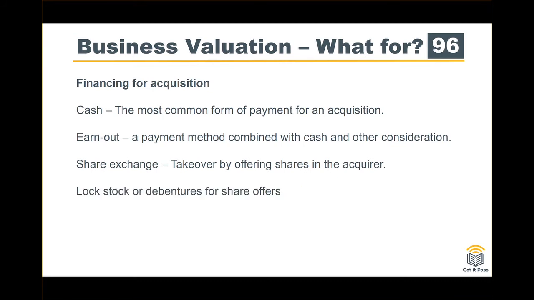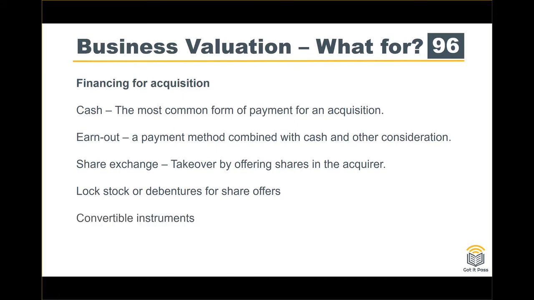So next is loan stock, not lock stock. Okay, loan stock or debentures for share offers. Loan stock is not very popular now, but it was very prominent in the 1960s, so many years ago. For example, a company can issue debentures to buy the shares of other companies. The debentures or the loan stock can be a floating rate loan or a fixed rate loan. So it depends, but because it's not very popular now, I just describe the terms for your information.